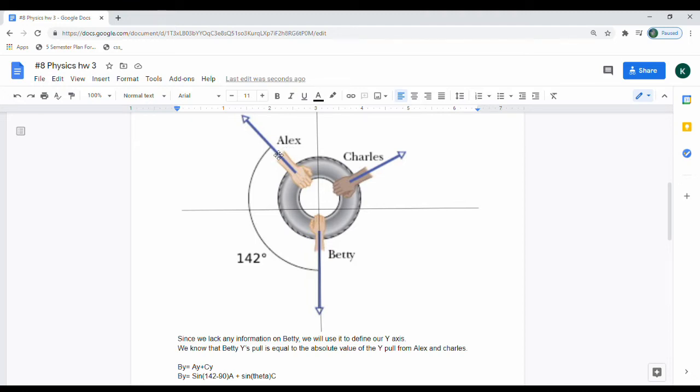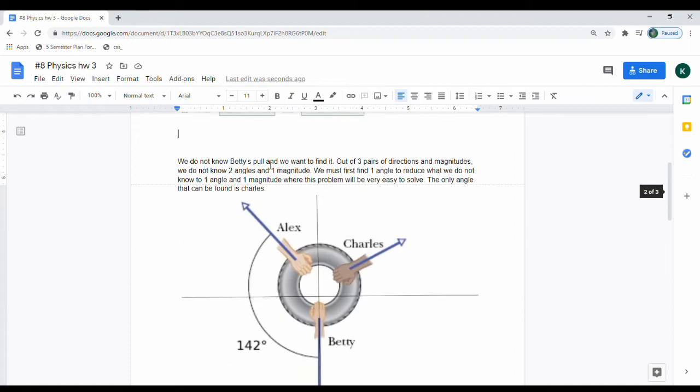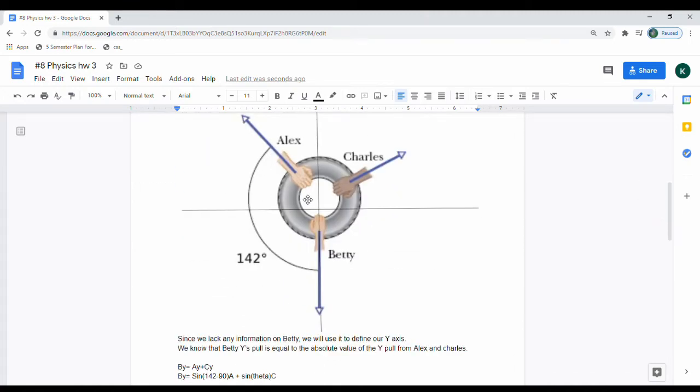So Alex's pull will be sine whatever this angle is times whatever Alex's pull strength is, which in my case is 211. Why sine? Because imagine this is the angle right here. Sine would be opposite over hypotenuse, and the opposite side represents the y area, so it would be sine. Why 142 minus 90? Because this is 90 degrees right here, and this whole thing's 142. So this angle is just 142 minus 90, which would be 52.